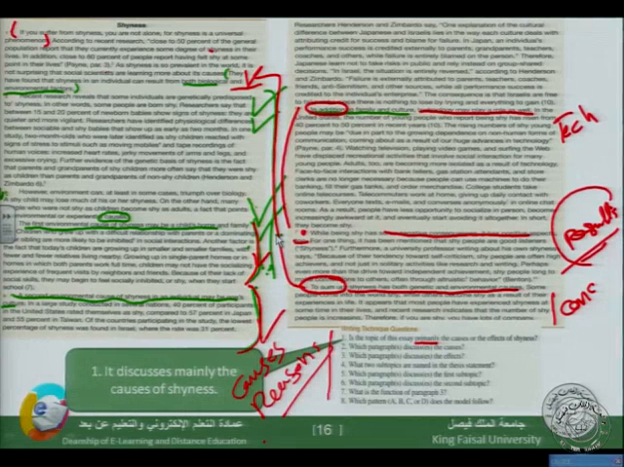Because here it talks about one cause, two causes, three causes. So it discusses mainly, primarily, the causes. Always pay attention to the question. Primarily or mainly has the same meaning. Let us move to question number 2.